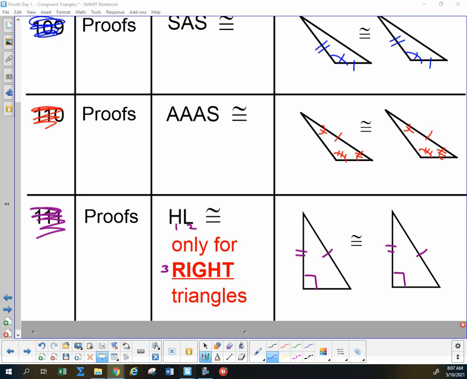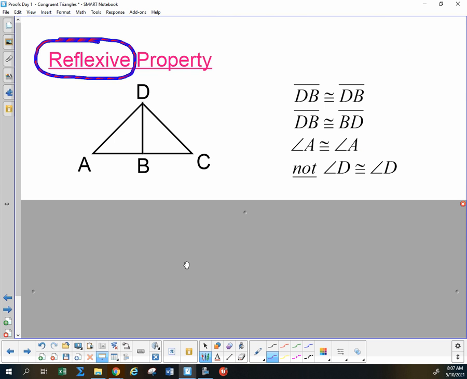Anybody need me to wait, or are we good to go on? I've gotten that copied down. All right, let's continue, and let's try thinking about a couple of other things that we will use, and then we'll jump into doing our first proofs.